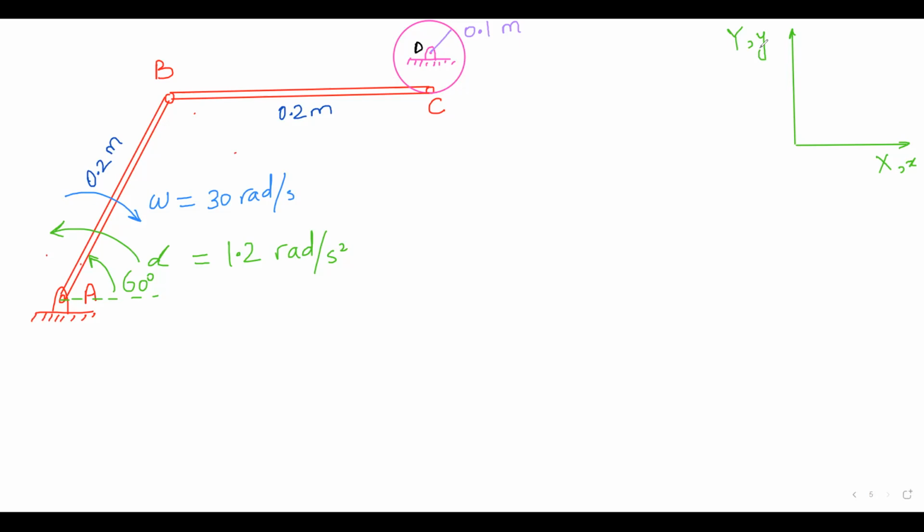Question. Give me omega BC, omega CD, alpha BC, alpha CD, AC, AB, VC, VB. Okay, do it quickly.